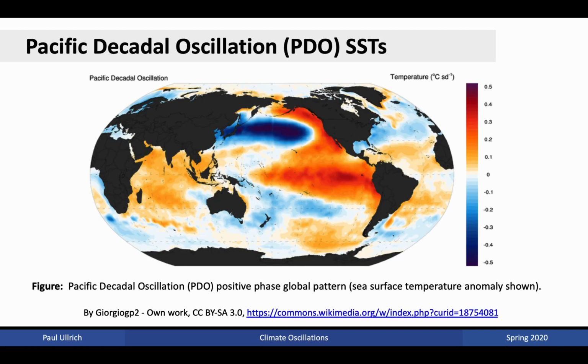Here are the sea surface temperatures associated with the Pacific Decadal Oscillation pattern. This is the positive mode, that is, it's associated with cooler temperatures in the western North Pacific and warmer temperatures in the coastal Pacific. This pattern actually looks quite analogous to the El Niño mode, that is, it's associated with warmer temperatures in the eastern tropical Pacific as well. However, the timescales associated with the Pacific Decadal Oscillation are much longer than those of El Niño.